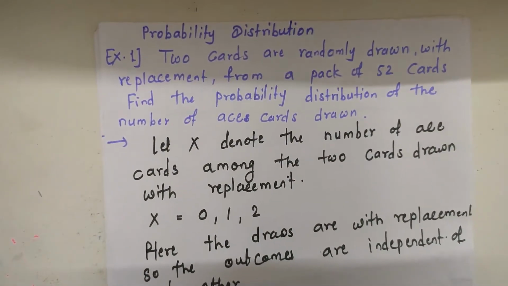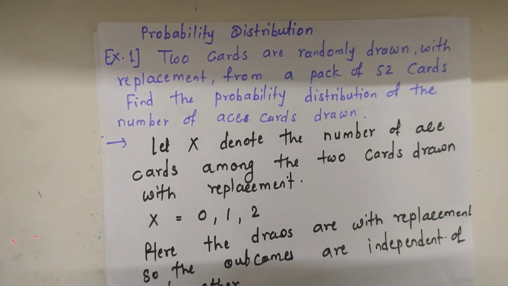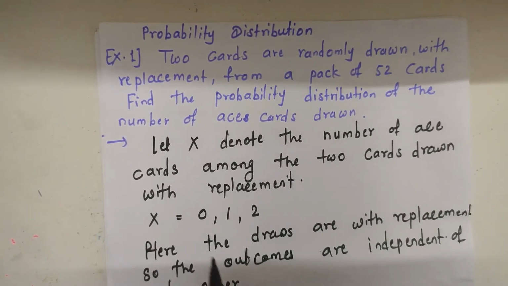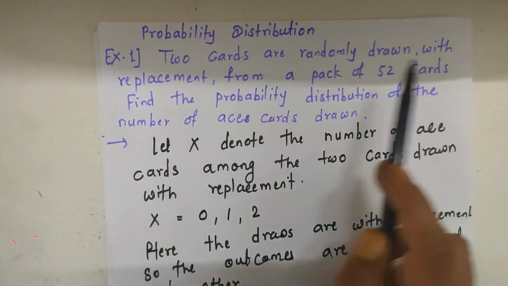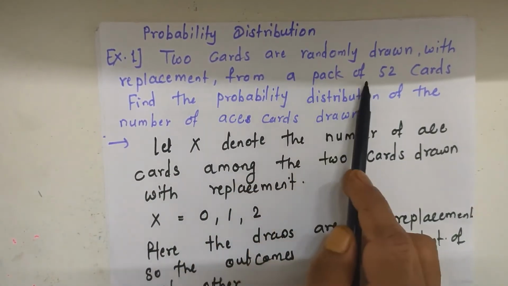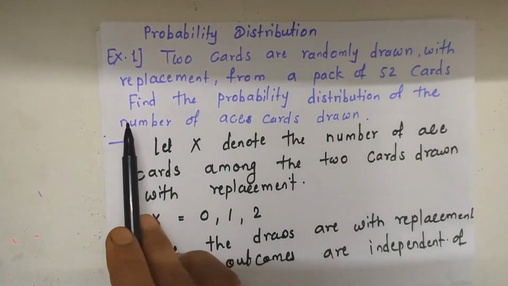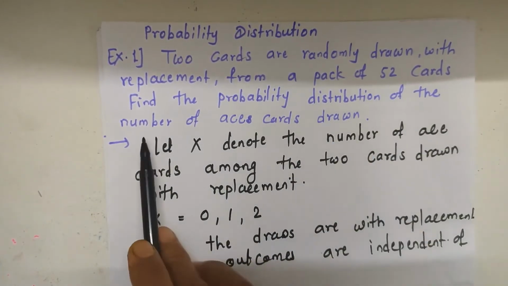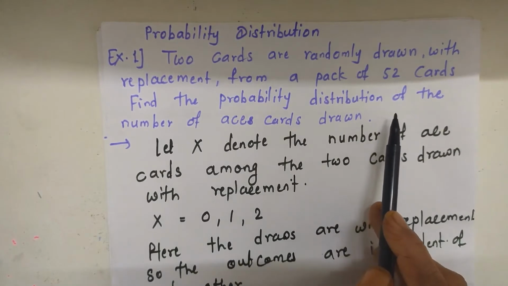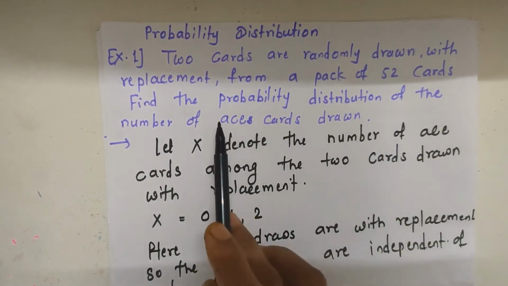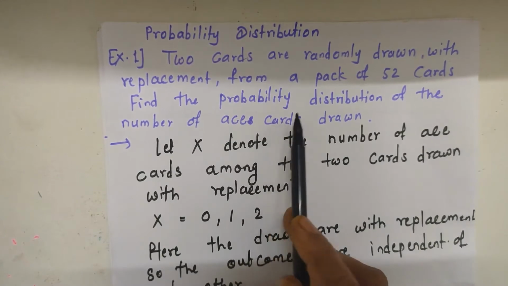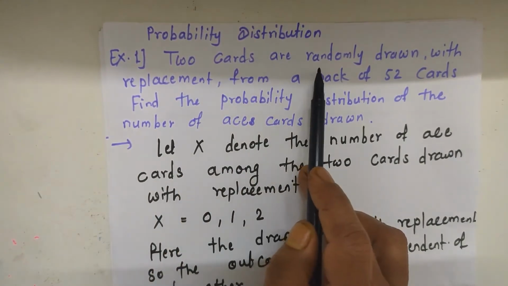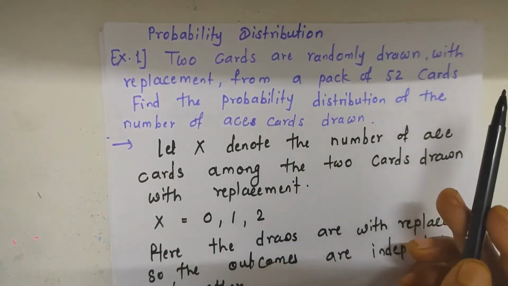In this video we are going to solve two more examples on probability distribution. So let's see the first example. Two cards are randomly drawn with replacement from a pack of 52 cards. Find the probability distribution of the number of ace cards drawn. Here we have to find the probability distribution of the number of ace cards among the two cards drawn with replacement.